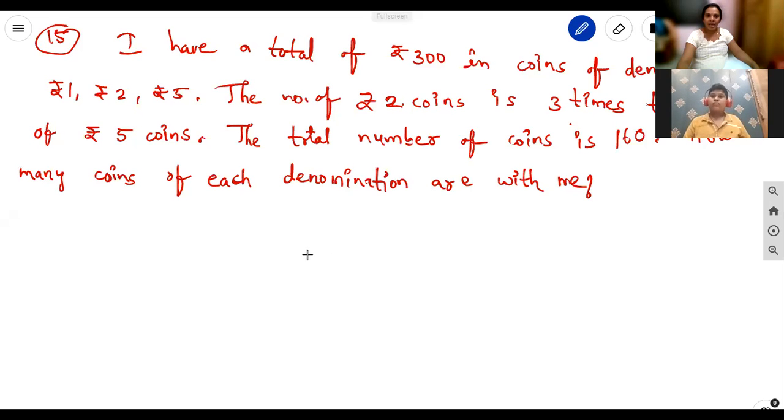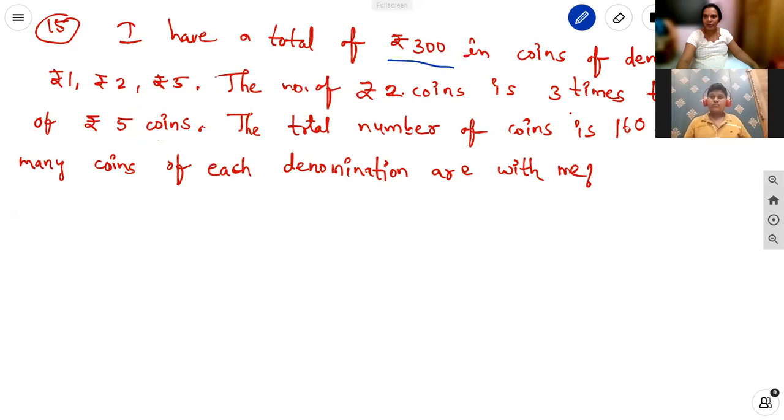15th question. I have a total of 300 rupees in coins of denominations 1 rupee, 2 rupee, and 5 rupee. The number of 2 rupee coins is 3 times the number of 5 rupee coins. But the total number of coins is 160. How many coins of each denomination are with me?